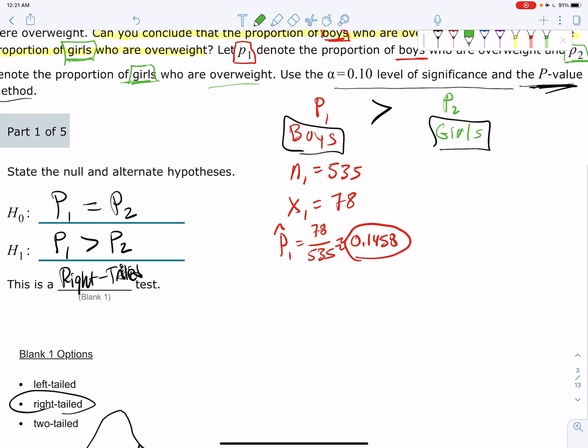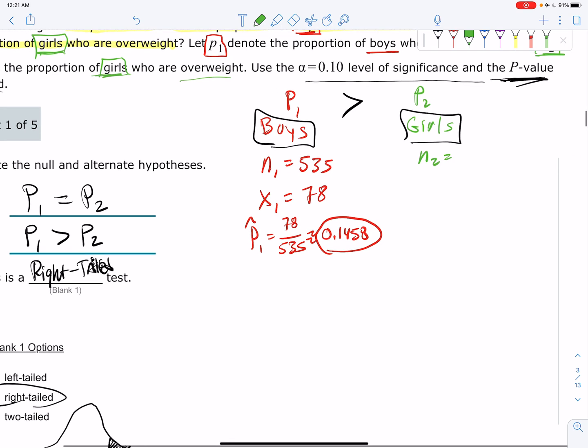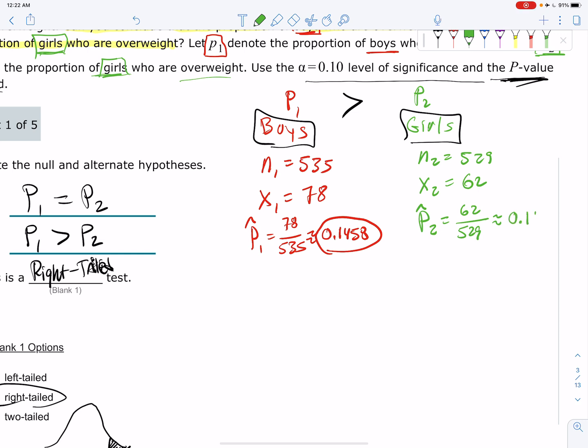And then on the girls' side of things, the sample size from that second sample, these are the girls, was 529. The overweight girls, X sub 2, happened to be 62. And so our sample proportion from that second sample is going to be 62 over 529. We put that in the calculator, and that's approximately 0.1172. Okay, so now we got our data all organized.